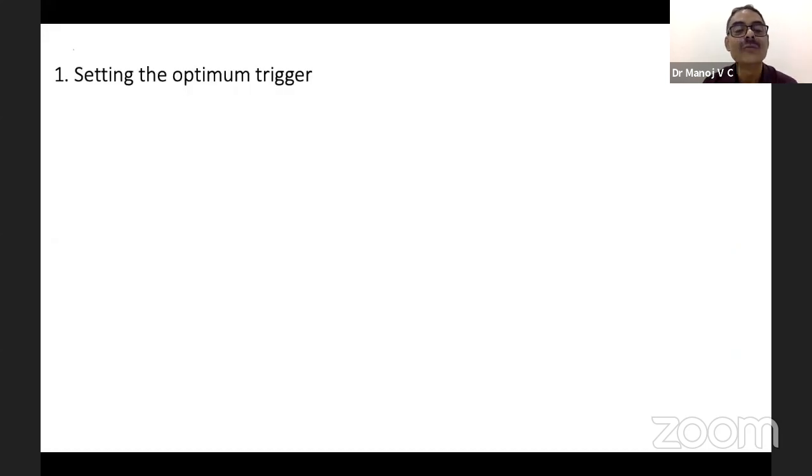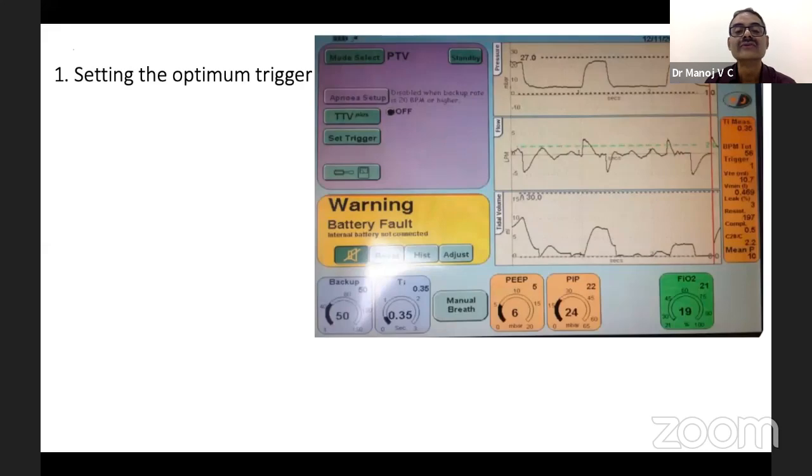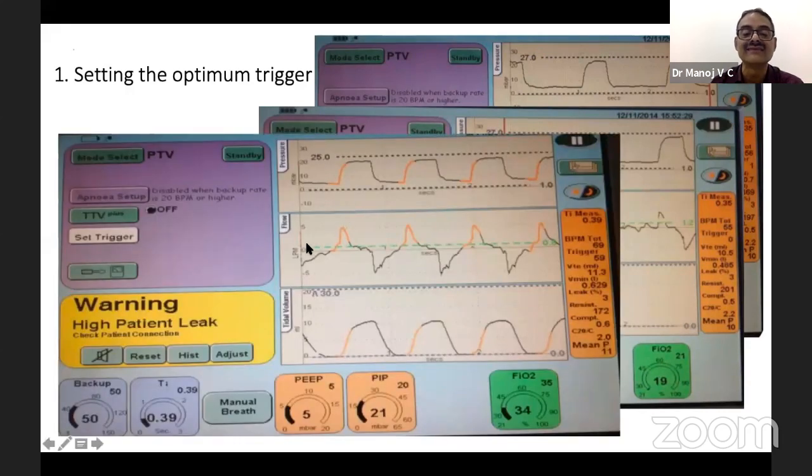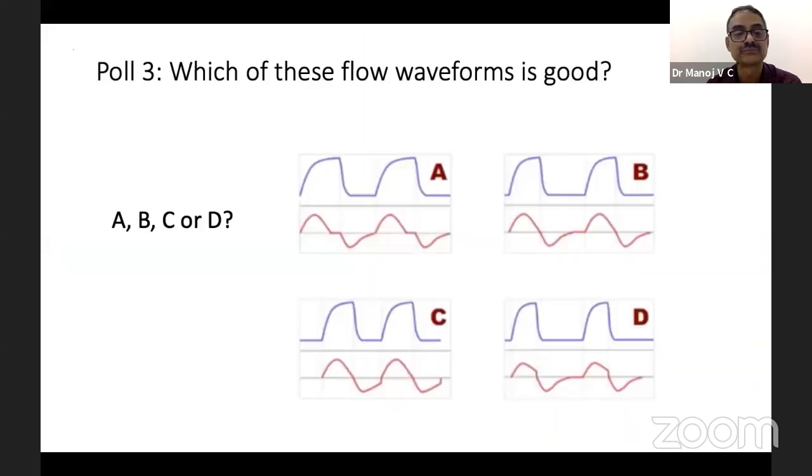How to set the optimum trigger? So suppose this is a screenshot. You have set your flow trigger here, and you find that most of the baby's efforts are not getting supported. So what do you do? If you see a pattern like this, you know the trigger has to be lowered and then further lowered. When it reaches this level, you know that all the efforts of the baby are getting supported. So the flow waveform is going to tell you how to optimize your trigger.